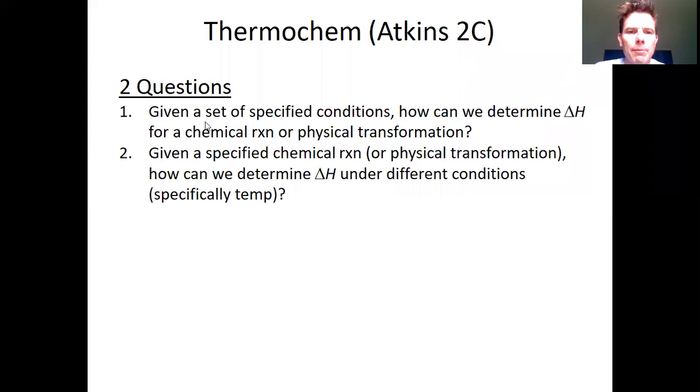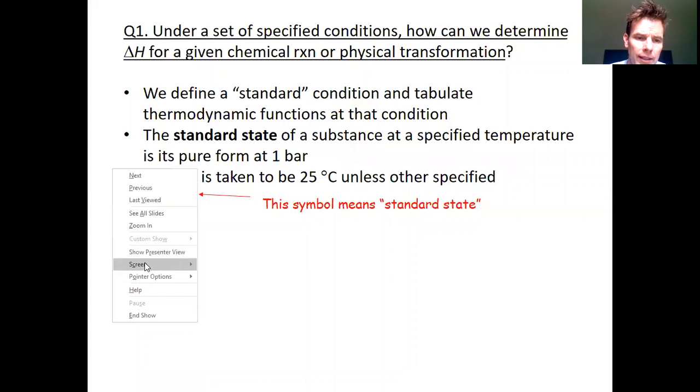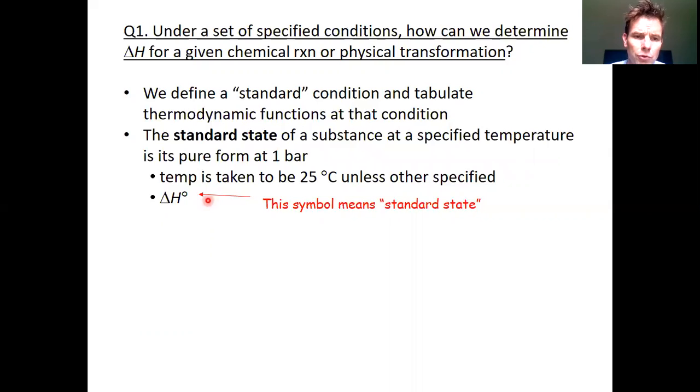And the first thing that we need to talk about is this set of specified conditions. What do I mean by that? The specified conditions that we talk about are called standard conditions. Standard is a technical name. It means the pure form of a substance at 1 bar, and the temperature is typically 25 degrees C unless otherwise specified. The way that we indicate that something refers to a standard state is with this degree symbol. So when you see the degree symbol, that means standard state.